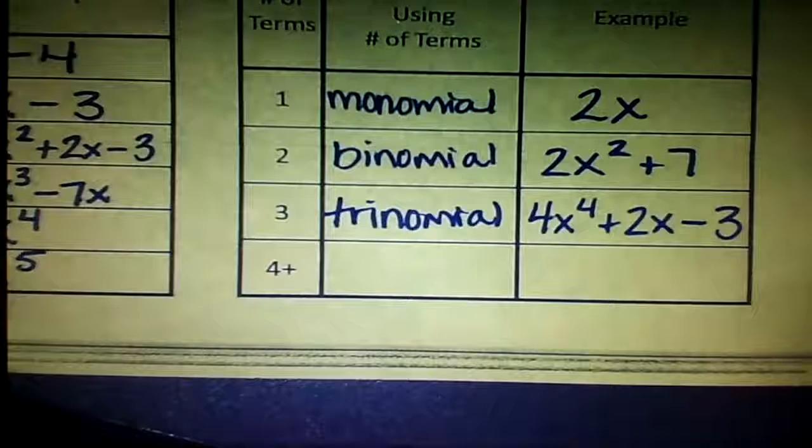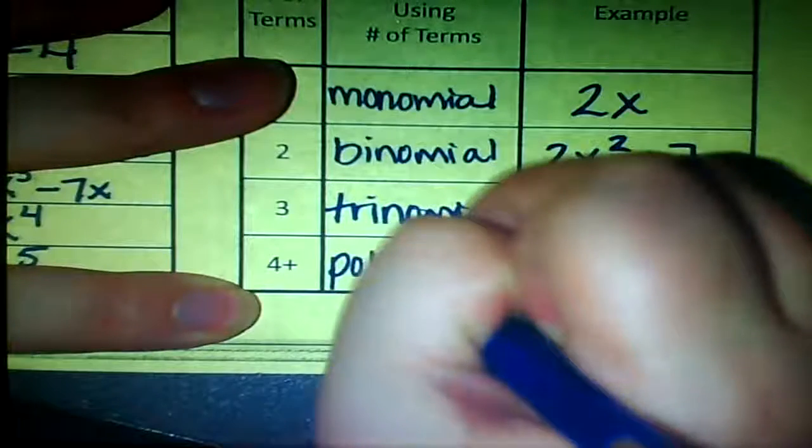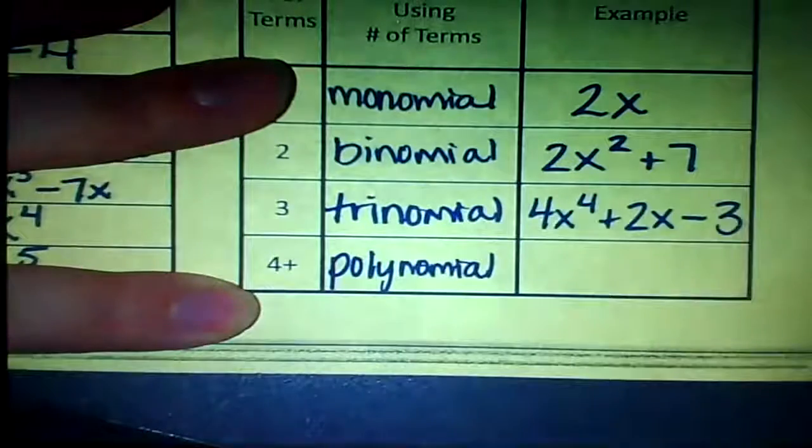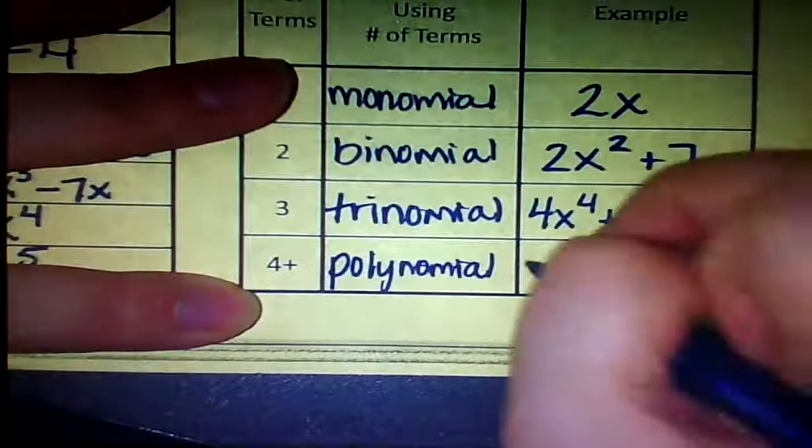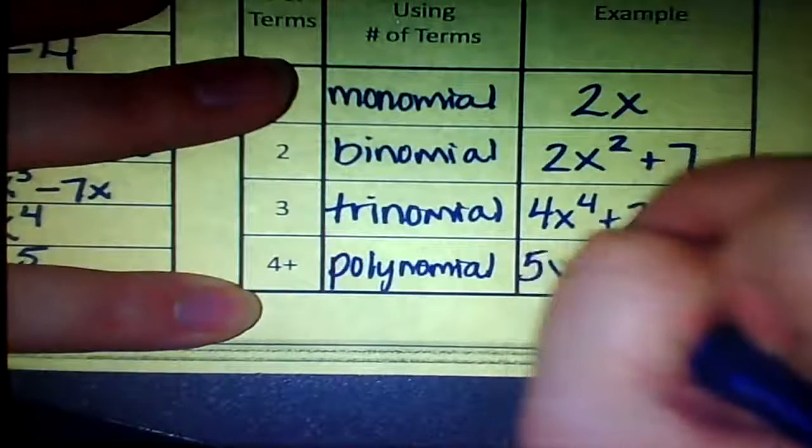Okay. So the last one: any more than 3 terms, so 4 or more terms, they just call this a polynomial. They don't classify anything more than 3 terms.